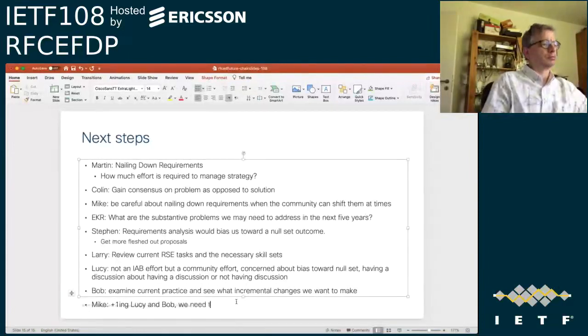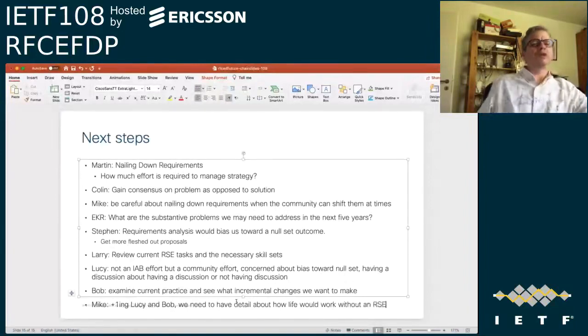So we have a lot of information about how an RSC would work. We don't have a lot of discussion about how it would work without an RSC. Because I think, actually, first of all, thank you for your comment.